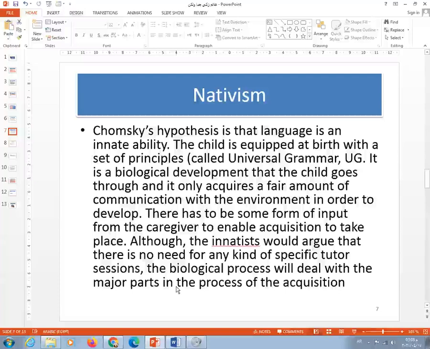Let me give you an example of a parameter and a principle. There is a universal grammar principle which says that there must be a subject and a verb, for example. But as for parameters, we find how the subject appears, whether it must be there in a sentence, or it could be understood from the context or from the inflection and morphology of the verb. This differs from one language to another.